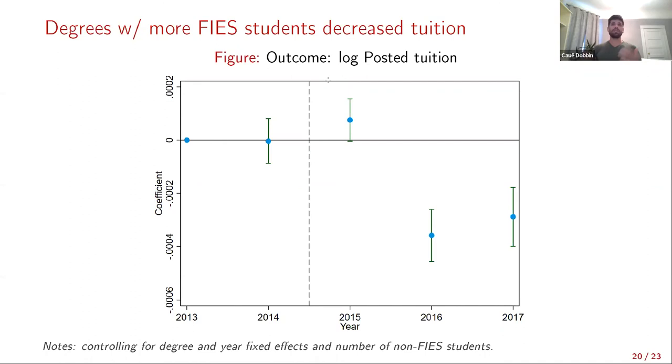First, some people could pay out of pocket anyway. Second, degrees were offering more discounts to compensate for the lack of loans. And third, which is this last part, degrees reduced their prices.